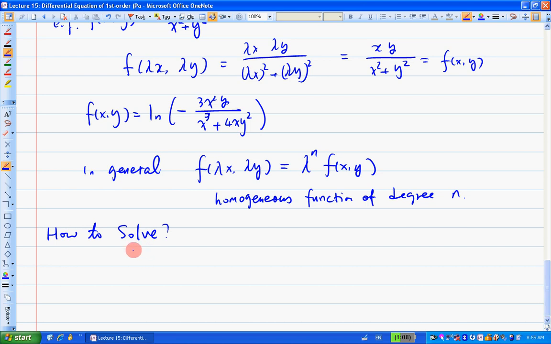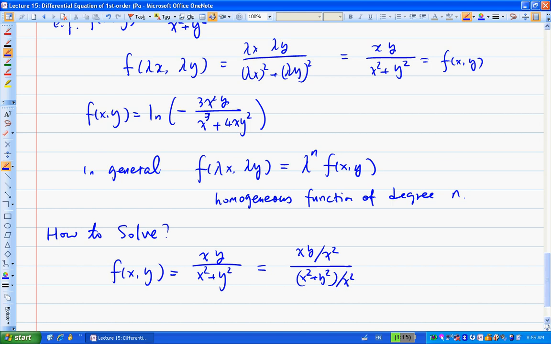Okay, so what we do is this. We have a function of this, right? So let's use this example here. Let's use the example. So let's try this. When you look at this one here, let's divide both the numerator and denominator by x squared. Okay, do this.